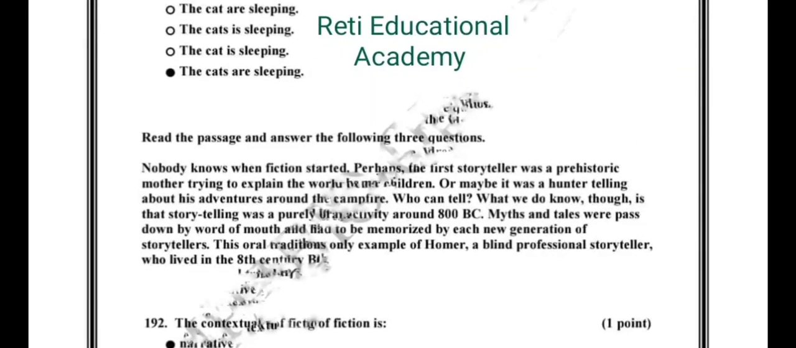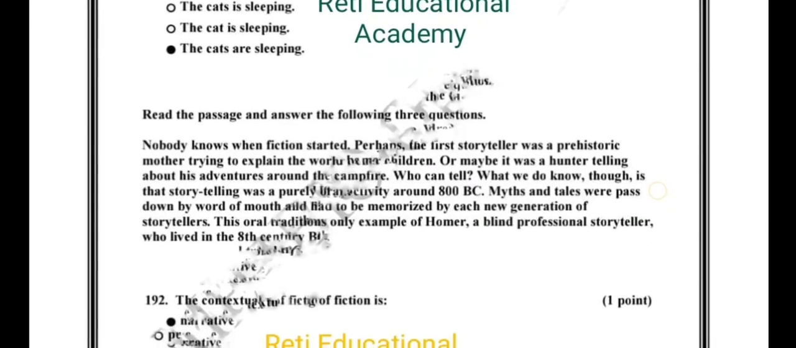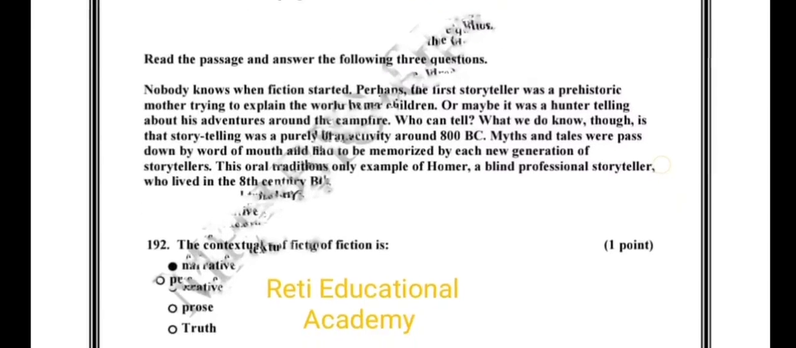Read the passage and answer the following three questions. Nobody knows when fiction started. Perhaps the first storyteller was a prehistoric mother trying to explain the world for the children. Or maybe it was a hunter telling about his adventures around the campfire. Who can tell? Storytelling was purely oral around 800 BC. Myths and tales were passed down by word of mouth and had to be memorized by each new generation of storytellers. This oral tradition's only example is Homer, a blind professional storyteller who lived in the 8th century BC.